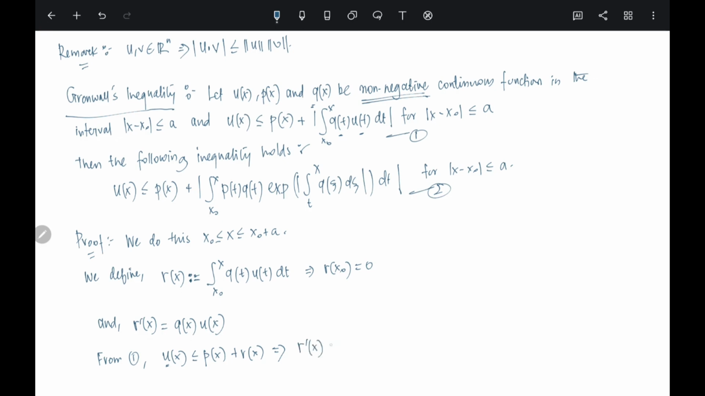So this becomes r prime of x is less than or equal to p of x u of x plus r of x u of x. I hope this is clear, right? Now you see, this is basically an inequality where it looks like this, no? R prime of x minus q of x r of x is less than or equal to p of x q of x. This is what it means, right? Now you see, this is basically nothing but an ODE, right?